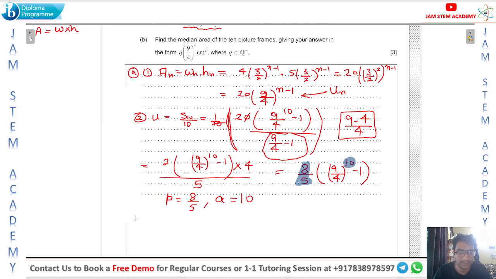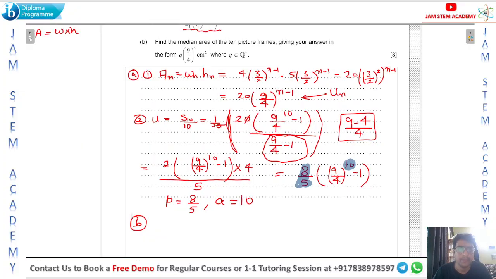Now, B part. B part says, find the median area of the 10 pictures. Give your answer in this form: Q times 9 by 4 whole raised to the power 4. Then we have to find the value of Q, where Q is a positive rational number. So median, if we have 10 numbers, x1, x2, x3 and so on up to x10, median is the middle. Here we have an even number of terms, so two middle terms, and we take the average of those. So basically we have to take the average of the fifth and sixth terms. That will be the median value for us.